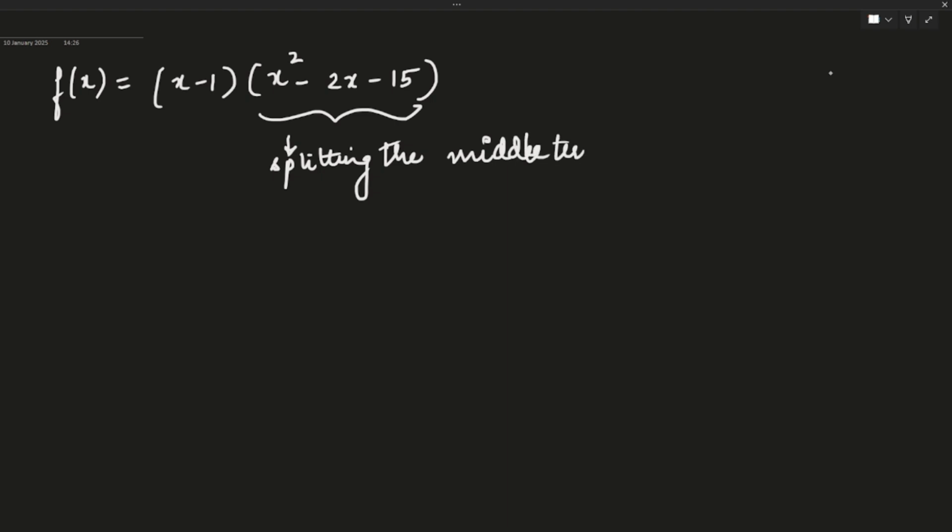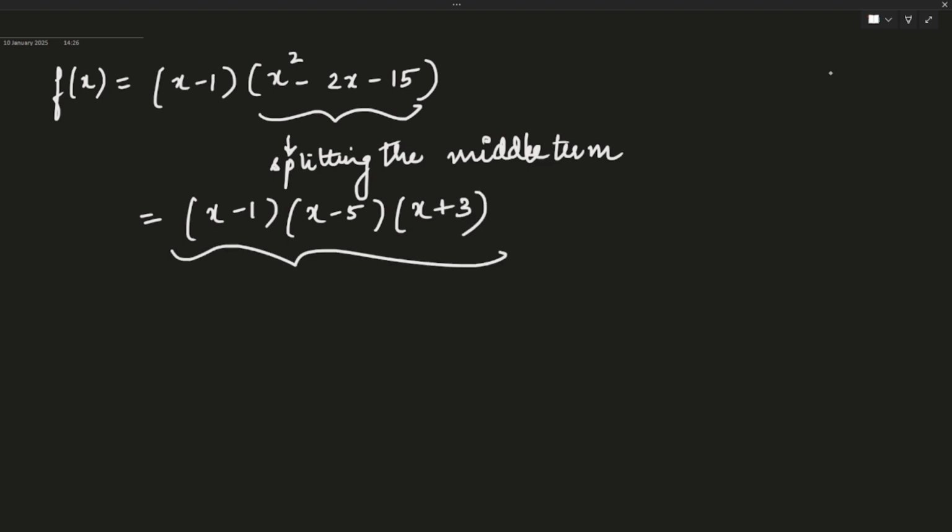When you factorize this with the help of the method of splitting the middle term, you will get its factors as x minus 1 into x minus 5 and x plus 3. The same factors that you obtained by the hit and trial method. So this is a much easier process, much less cumbersome than the hit and trial method.